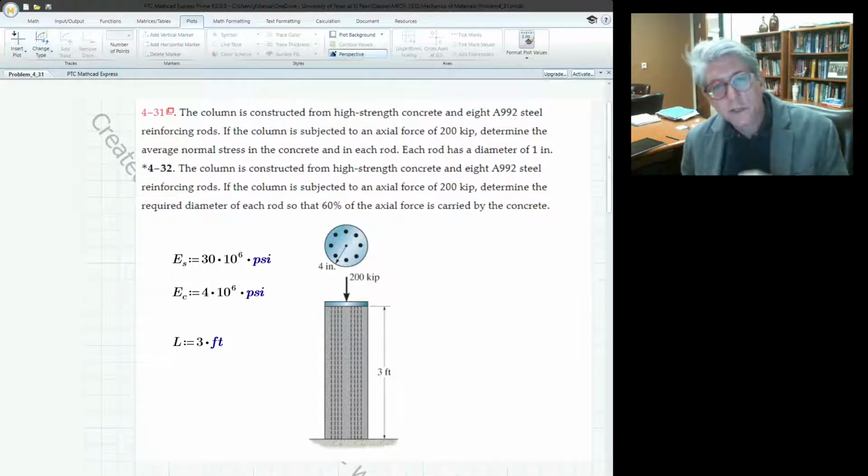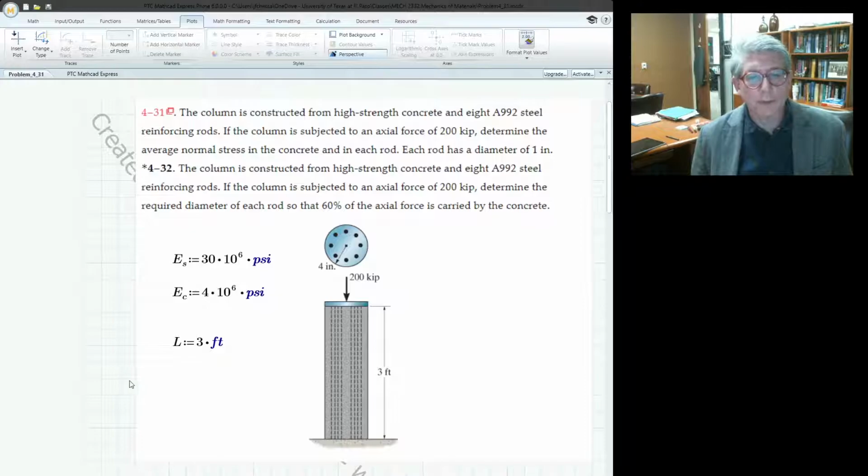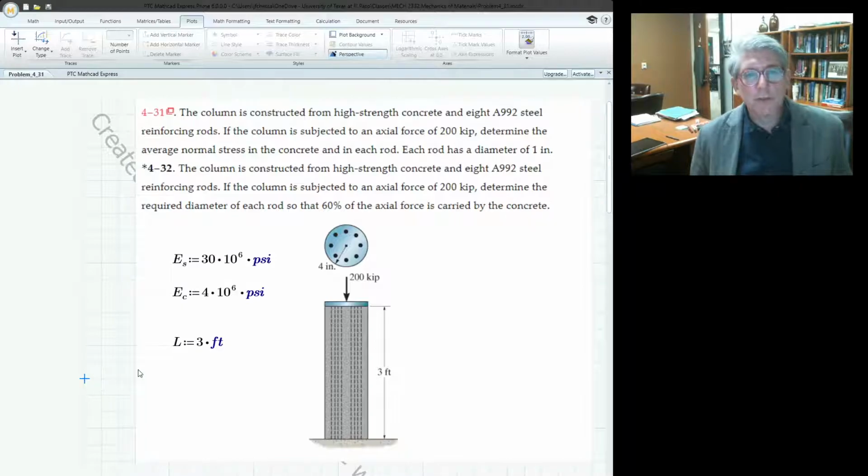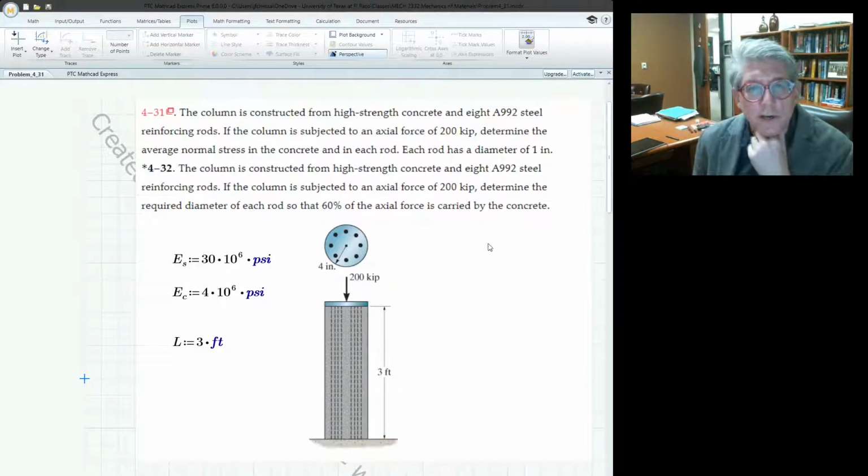Okay, so let's do another problem here with Mathcad. This is good because I think it's a problem that you might not think about doing in Mathcad, because it's a statically indeterminate problem. So I'll show you how we can do it with this method of assumed forces. And actually, it's pretty easy to do.